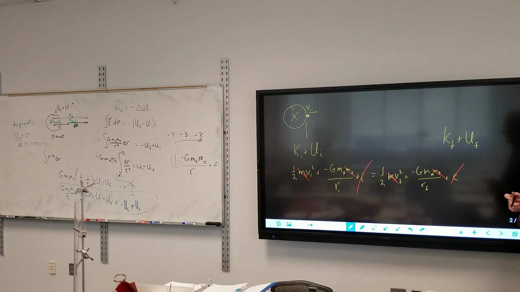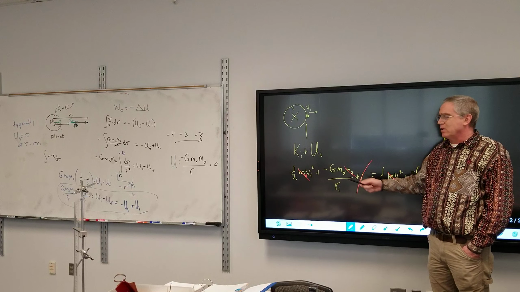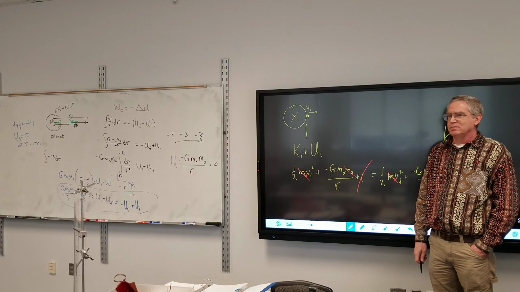Let's go step by step. Is the initial speed 0? I hope not, because otherwise it's no problem. We have an object, it sits there. R sub I, is R sub I 0? What is R sub I?